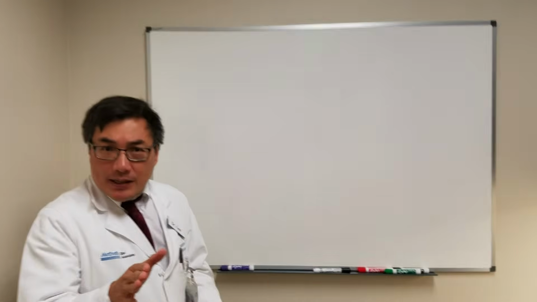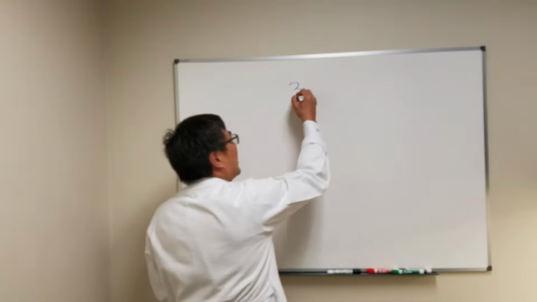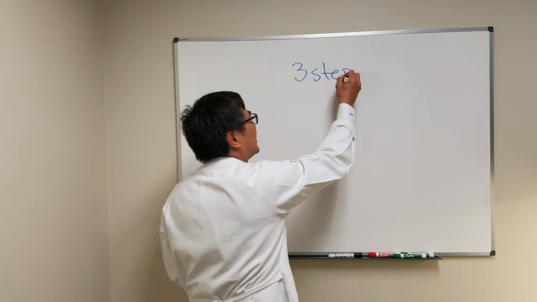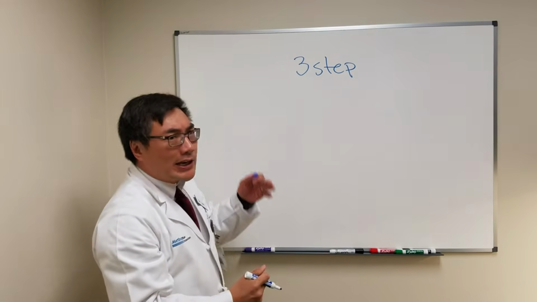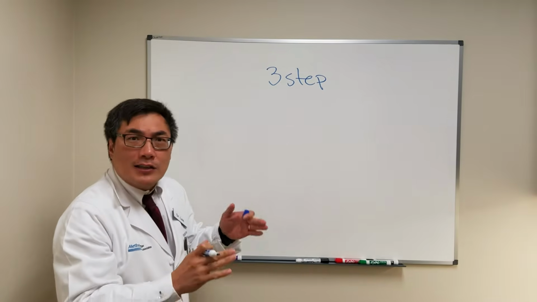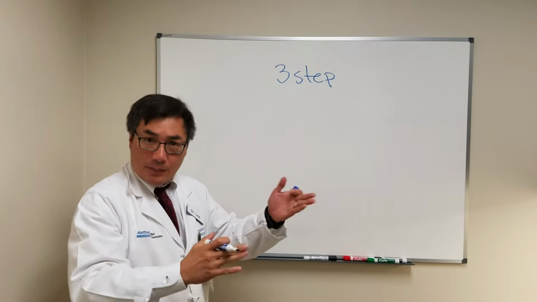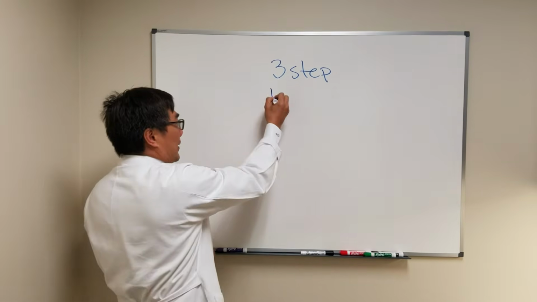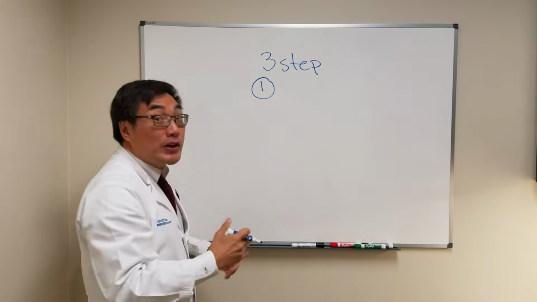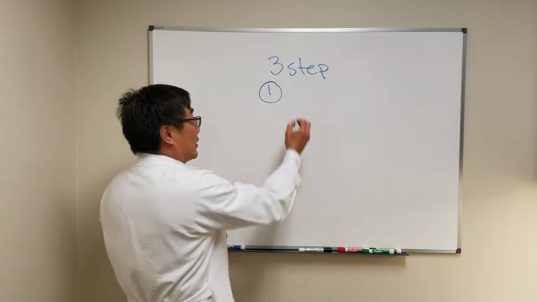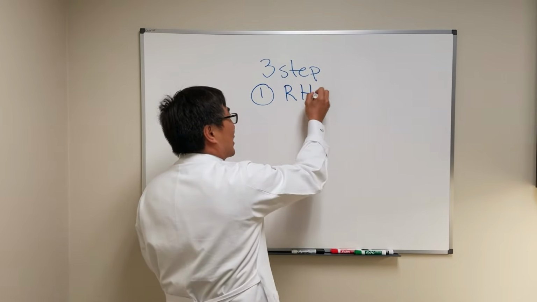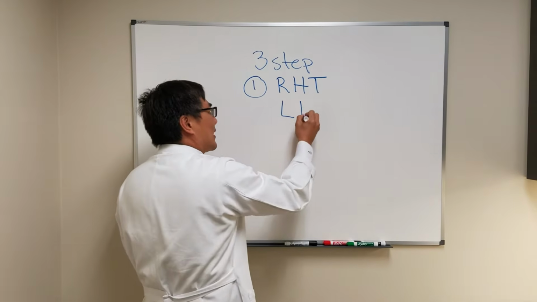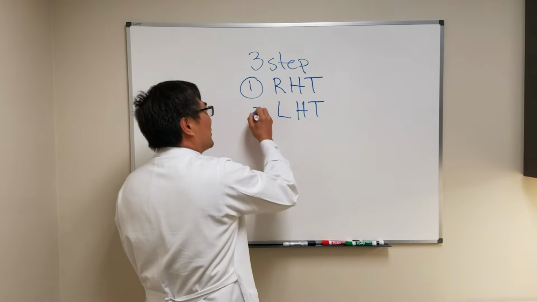Doing the three-step test. The three-step test is the test that we use to determine if we can isolate a single muscle causing a vertical deviation, a hypertropia. The first step of the three-step test is to identify which eye is the higher eye. Is it the right eye that's higher, which is a right hypertropia, or is the left eye higher, that is a left hypertropia?